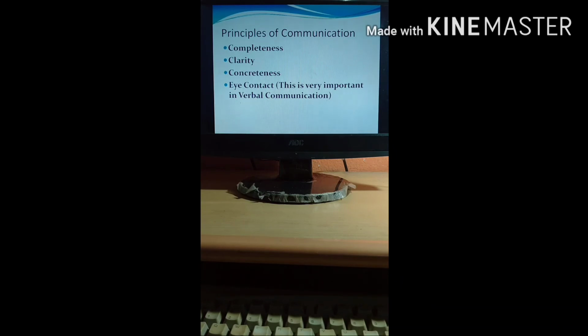Now the next part is clarity. Whenever you communicate with another person, that communication should be in a very clear manner. Whatever language you are using, that language should be very clear. Next, the point is concreteness. That should be in a very orderly manner. If you communicate, the communication should be in proper sequence, with proper use of grammar and words.